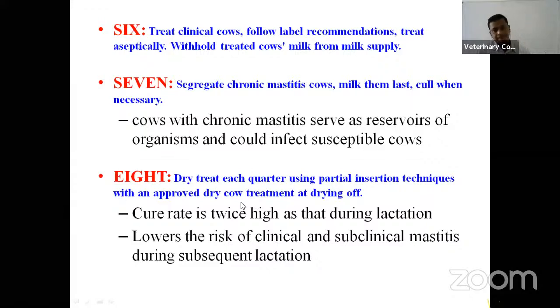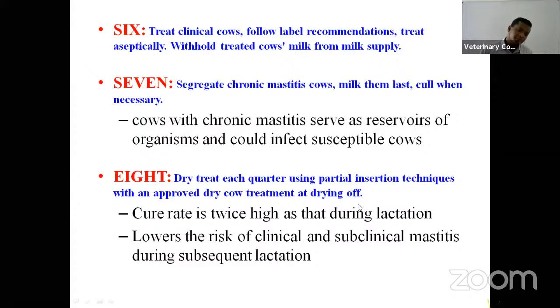Eighth, dry treat each quarter using partial insertion techniques. We can approve dry cow treatment at drying off. This is what drying off is: 2 months, 60 days before calving, the cow is not milked so that sufficient nutrients are available to the calf to grow, and the animal regains all the nutrients it has lost during the lactation period. This is what is practiced in organized dairy farms.